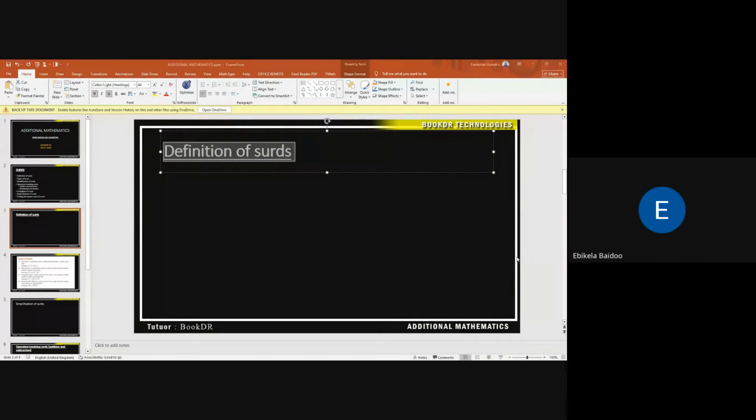Yes, sir. A surd is the square root of any number which does not give a whole or a natural number, sir. Good. A surd is a square root of any number that does not give rise to a whole number. Okay. Any other person?